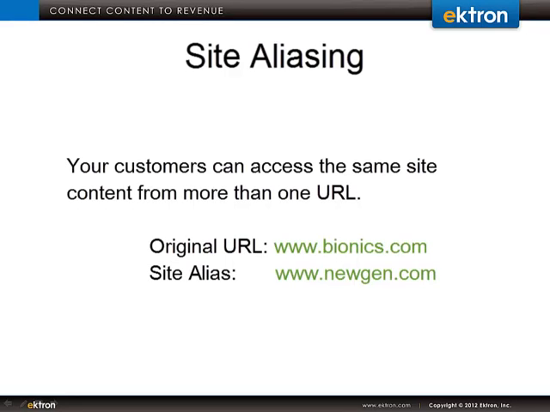The site alias lets your customers access the same site content with more than one URL. For example, suppose that your company changed its name from Bionics to NewGen, but the content of your site essentially remains the same. By adding a site alias along with appropriate DNS mappings and domain registration, customers can still get to your site with the bionics.com URL, and now also with the new company URL, newgen.com.